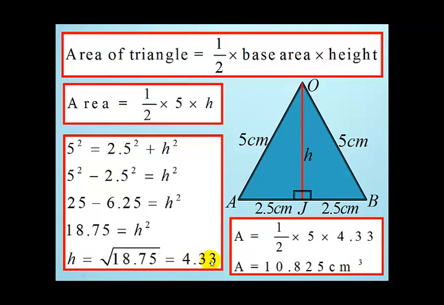That means that we can now find the area, because area of the triangle is half the base times the height. So we have half times the base, the distance from A to B, that is 5, times the height. From our calculation, we have the height to be 4.33. So half times 5 times 4.33 is equal to 10.825 centimeters cube. So the area of the triangular face equals 10.825 centimeters cube.